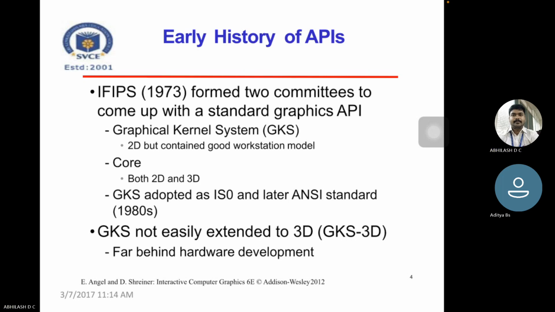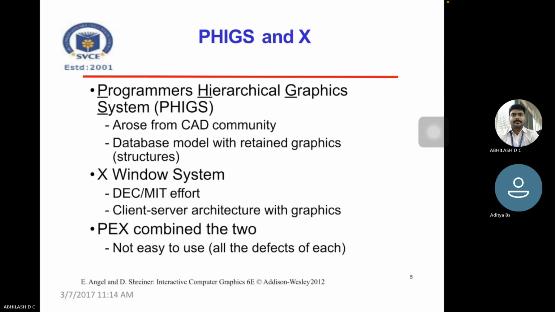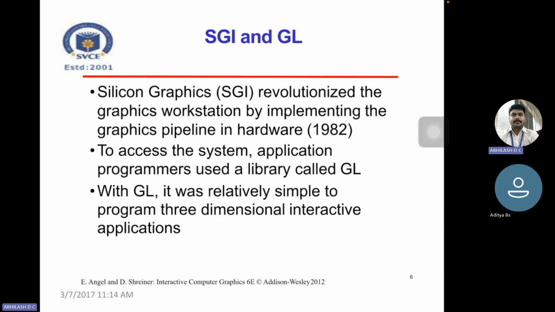Then PHIGS and X, both combined, we call PEX. Currently we do not use it. Nowadays we use only GL, the graphics library, and that too the free version which is available, called OpenGL. So to start with OpenGL, in 1992, the graphics library was introduced. It was a platform-independent API, meaning it was available on most operating systems, and it dealt with performance and rendering.